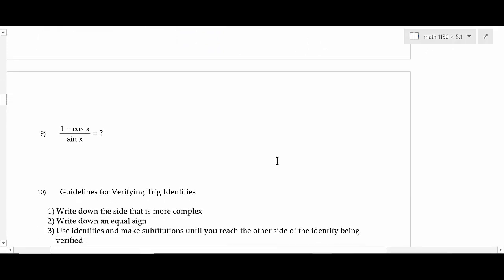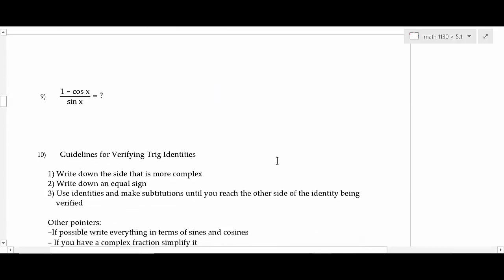Okay, let's go to the next one. The next one I'm going to look at the same way. I'm going to just split this apart, so I'm going to write this as 1 over sine x, and then minus cosine x over sine x like that, okay?